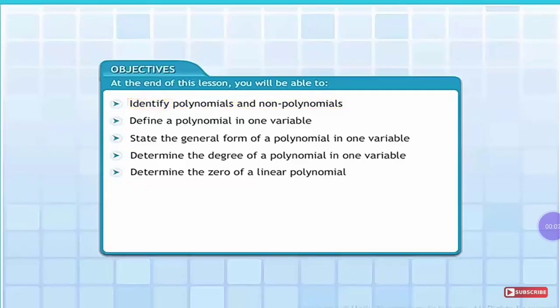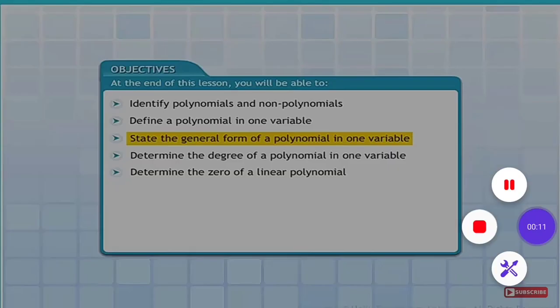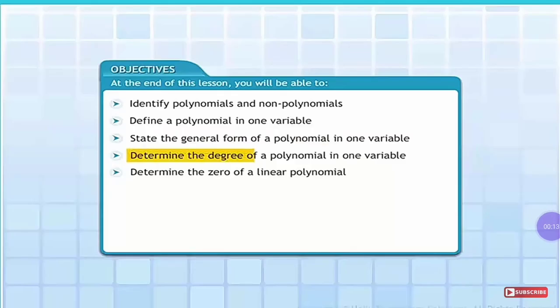Non-polynomials. Define a polynomial in one variable. State the general form of a polynomial in one variable. Determine the degree of a polynomial in one variable. And determine the zero of a linear polynomial.